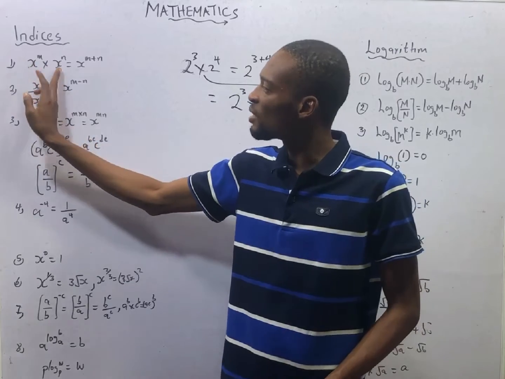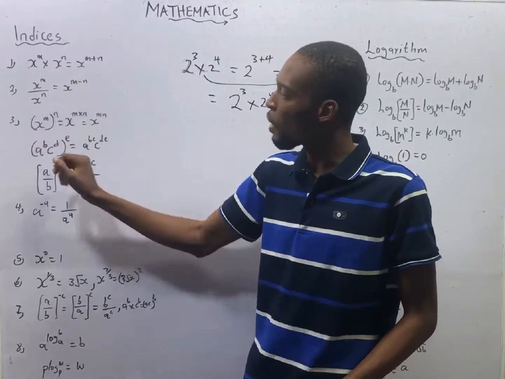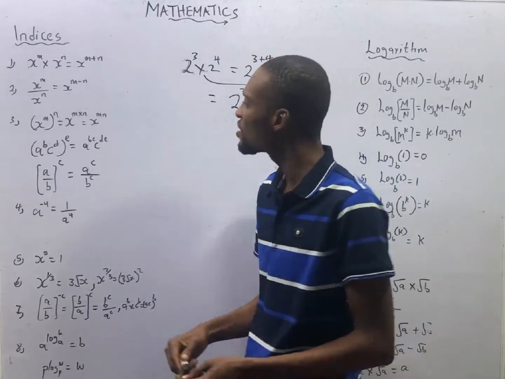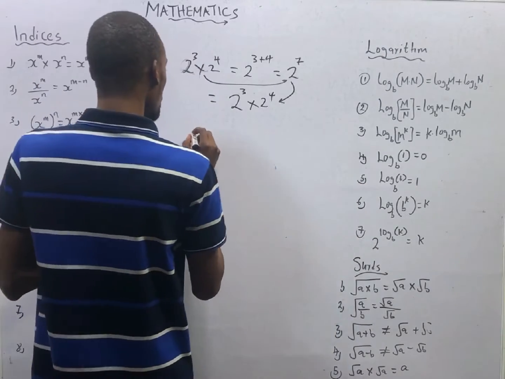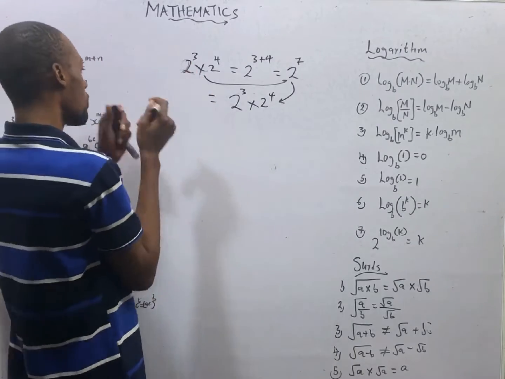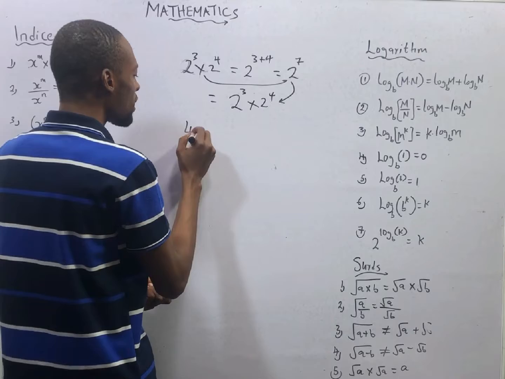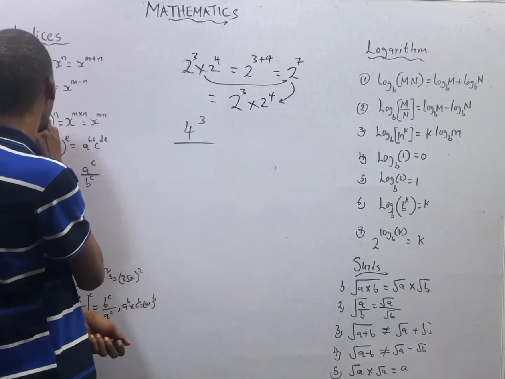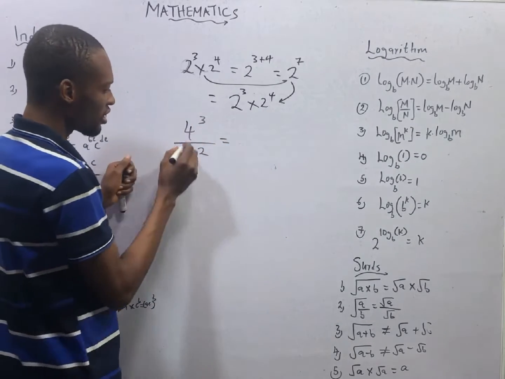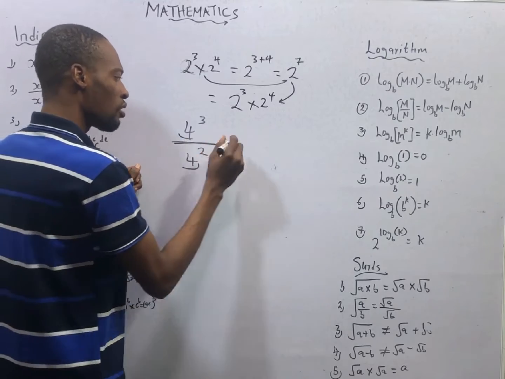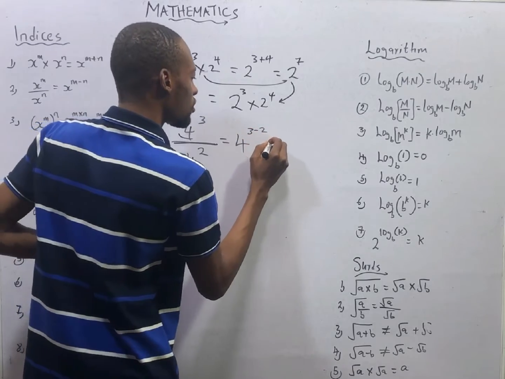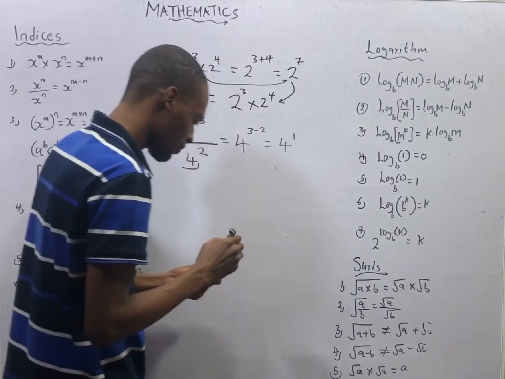Here, the bases are the same. We take one of the bases, then we add the powers since we are multiplying. When we are dividing, you subtract the powers, which means this is s. Let s be 4 this time around. So 4 raised to the power of 3 over the same number 4 raised to the power of 2. This is the same thing, as the bases are the same and we have division. We take one of the 4s, subtract the powers. You say 3 minus 2. This is the same thing as 4 raised to the power of 1.